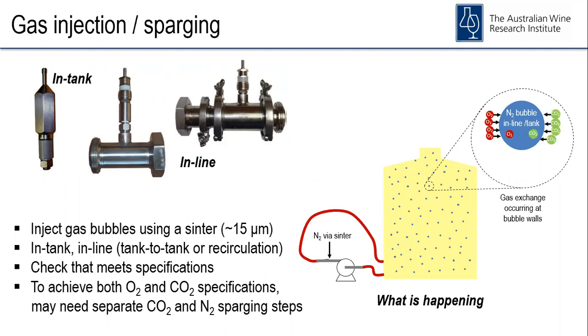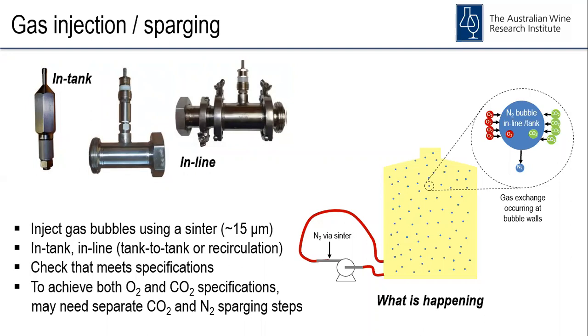Similarly for carbon dioxide, there's more carbon dioxide in the wine than in our pure nitrogen bubble, so some of the carbon dioxide will go from the wine into the bubble. We'll also get some transfer of nitrogen, since the nitrogen bubble has a higher concentration of nitrogen than the wine.